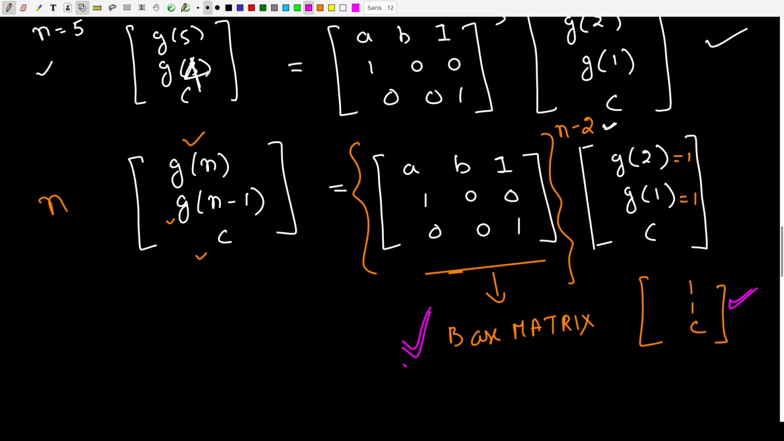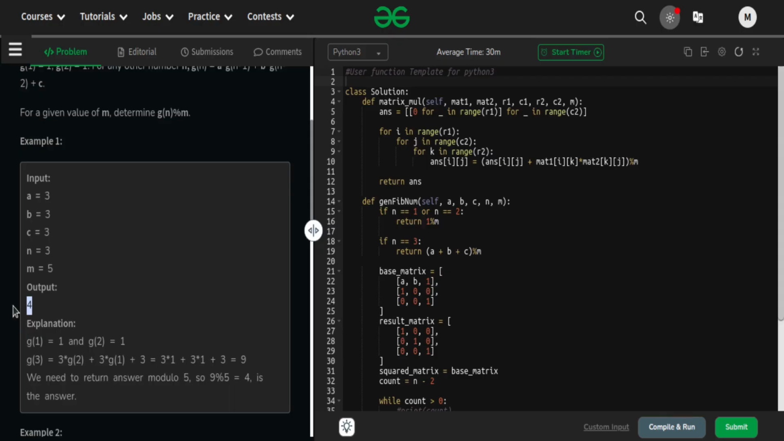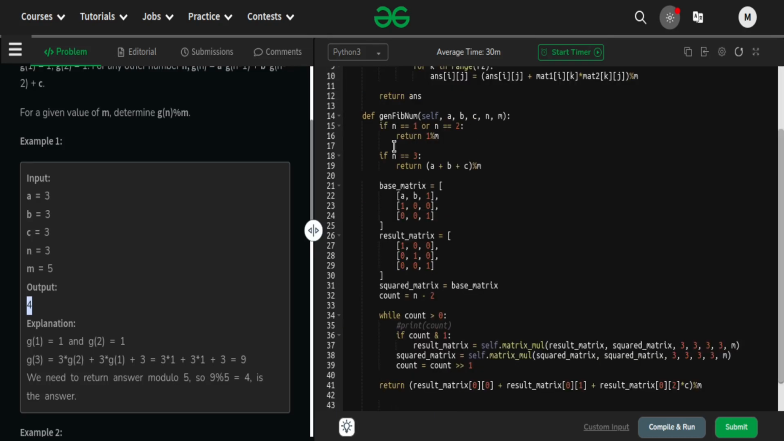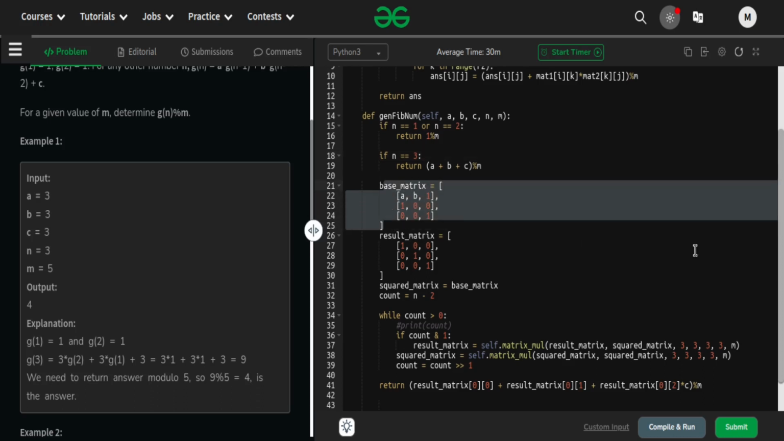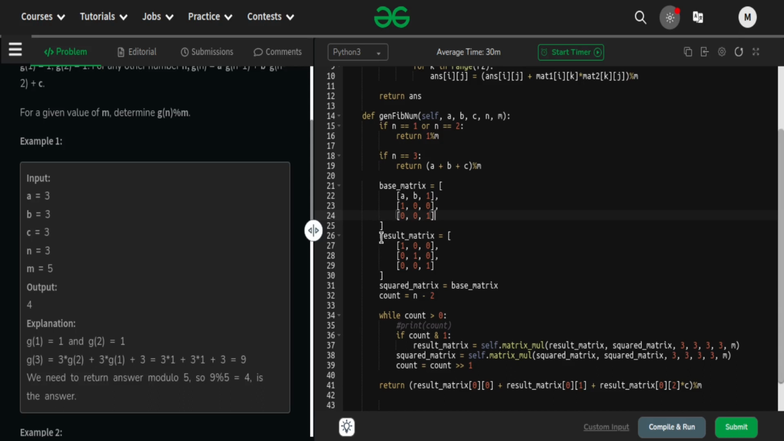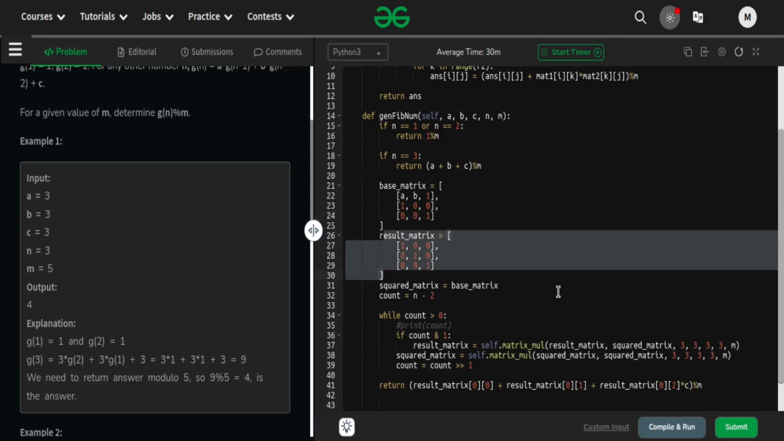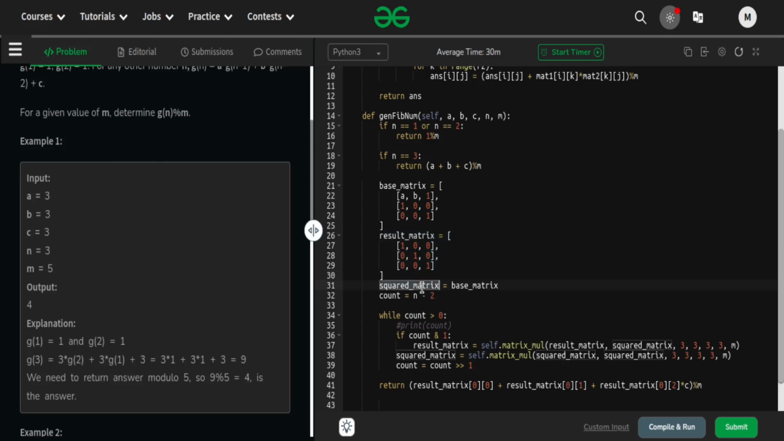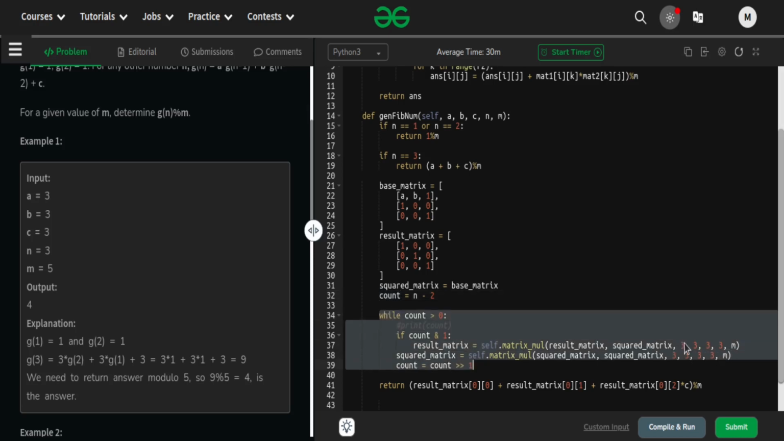So that's about the explanation, folks. Now let's go ahead and see how we can code this. I've already coded this, folks, and the code is something like this. If n is equal to 1 or 2, then we need to return 1 modulo m. If n is equal to 3, then we know that the value will be a plus b plus c modulo m. Otherwise, we will have a base matrix with us, which is this. And then we will have our result matrix, which will be equal to identity. And then we have a squared matrix, and we are setting count equal to n minus 2. And then we are doing the exponentiation.